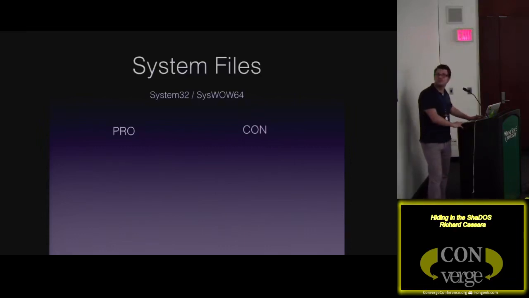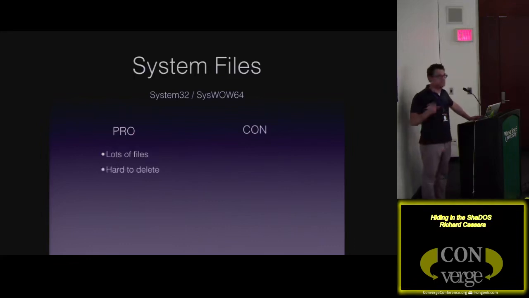So the pros for this are that there are tons of files there. Because I'm randomizing the location, it gives me a pretty large pool. There's roughly 2,000 files that I'm choosing from. And because they're hidden in the system files, it's hard to delete those files from the system, because the OS tends to complain about that a lot.